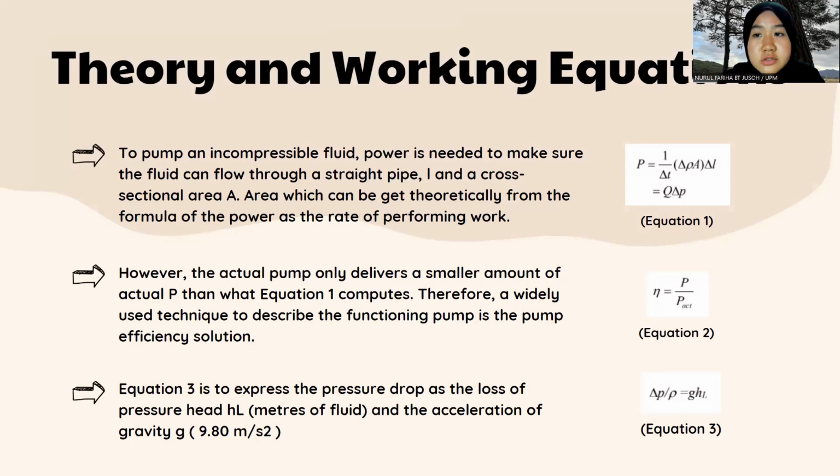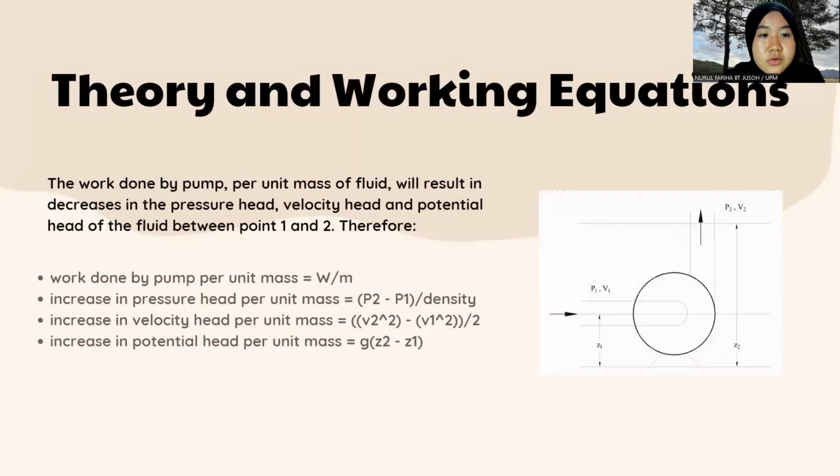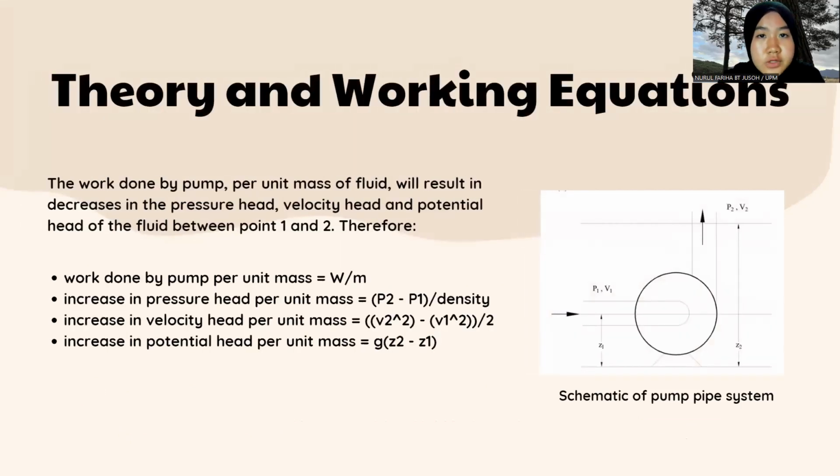while equation 3 is used to express the pressure drop as the loss of pressure head and the acceleration of gravity. The work done by the pump per unit mass of fluid will result in decreases in the pressure head, velocity head, and potential head of the fluid between point 1 and point 2.